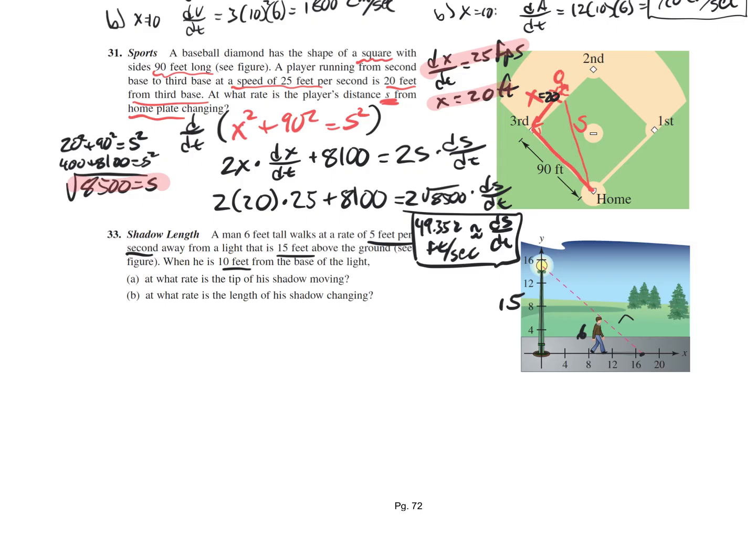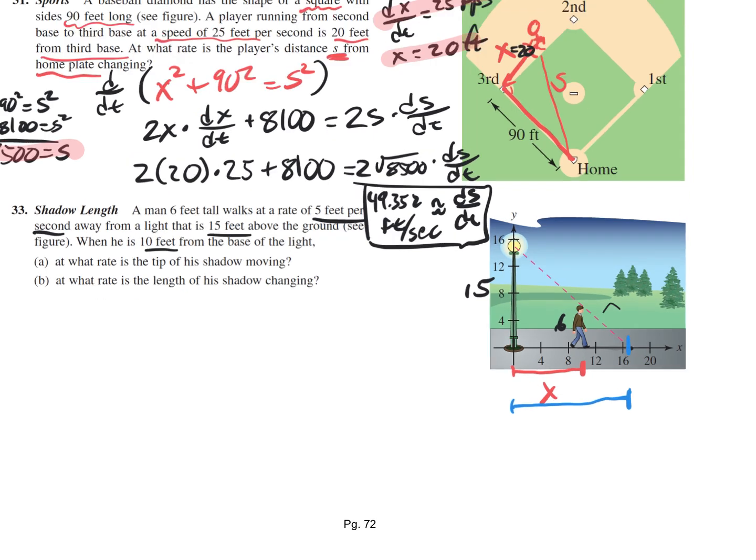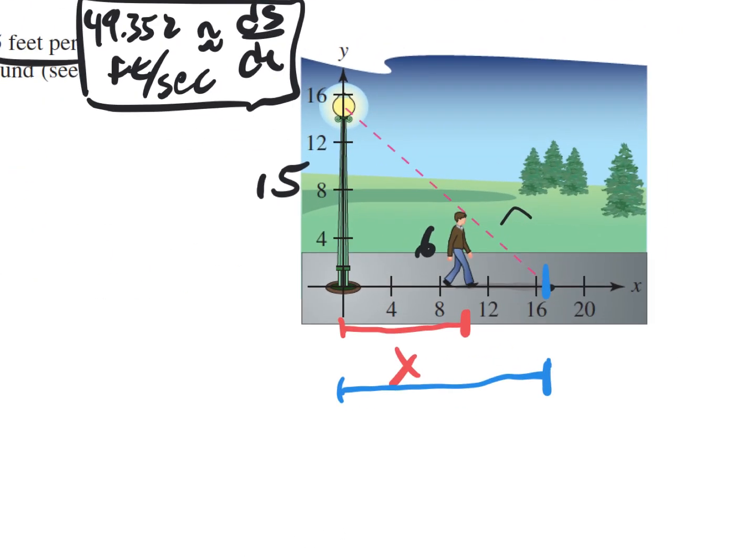So we have a couple things that are changing here, right? As he walks away, his distance is changing here. Maybe we'll call that x. And the distance of his shadow, so this point right here, is also changing. Okay? So we want to find out what's going on here.